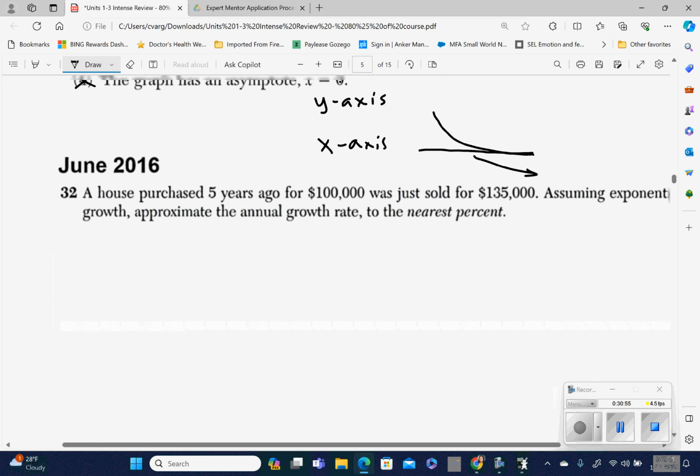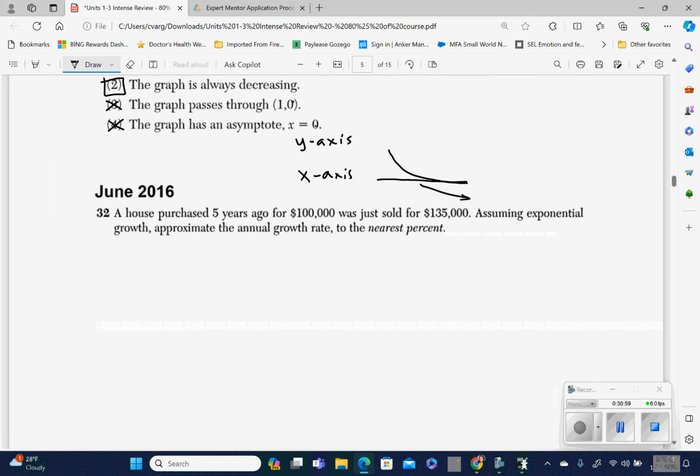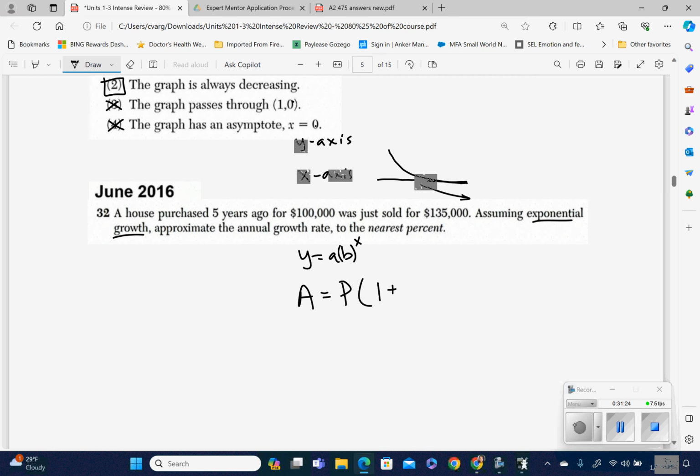A house purchased 5 years ago for $100,000 was just sold for $135,000, assuming exponential growth. Approximate the annual growth rate. So just to refresh your memory, exponential growth is y equals a b to the x. Another formula that might come to mind is A equals P, 1 plus or minus r, in case this is growth, so it's going to be plus, r to the t. So we're looking for our rate here.